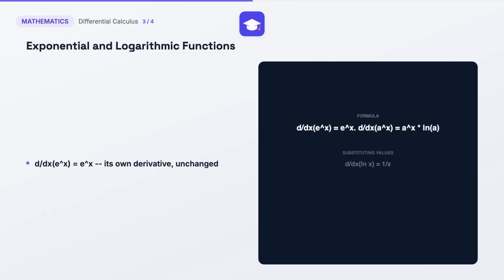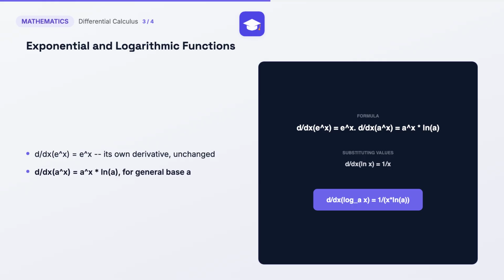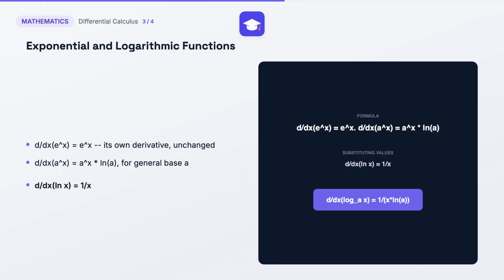The exponential function e to the x is genuinely remarkable. It's its own derivative, d over dx e to the x equals e to the x, exactly unchanged. For a general base, a to the x, the derivative instead genuinely picks up an extra factor: d over dx a to the x equals a to the x times natural log of a.